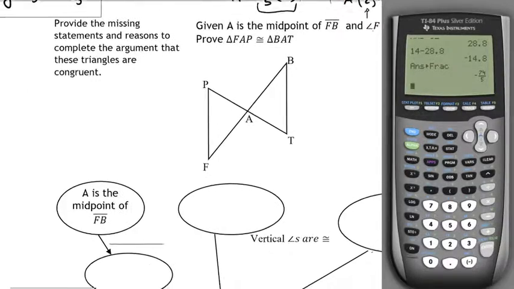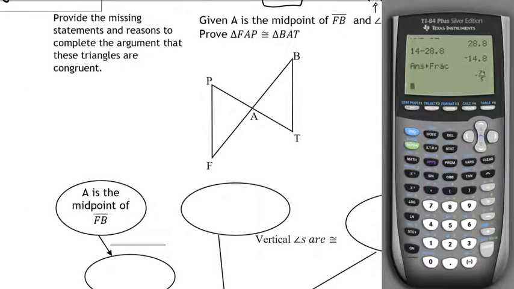Question 7 is a flowchart proof. It says provide the missing statements and reasons to complete the argument that these triangles are congruent. There's a couple things that we should probably note at the beginning that are given.